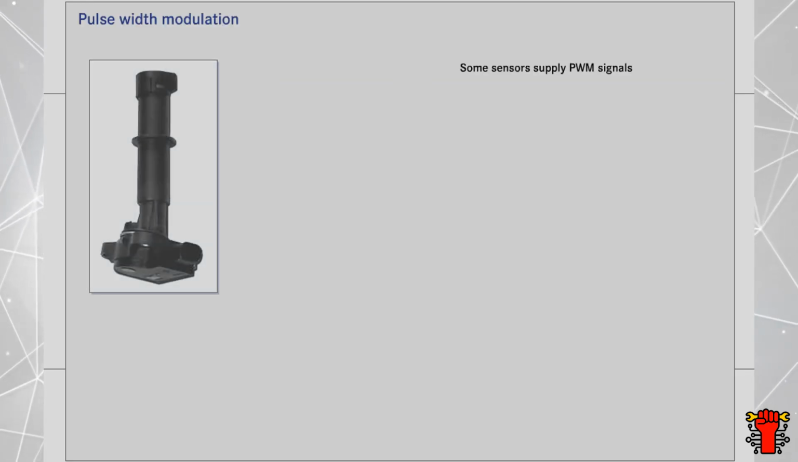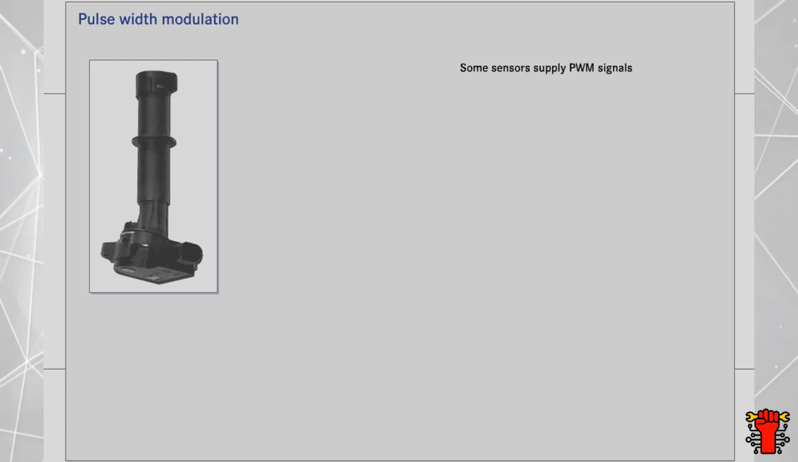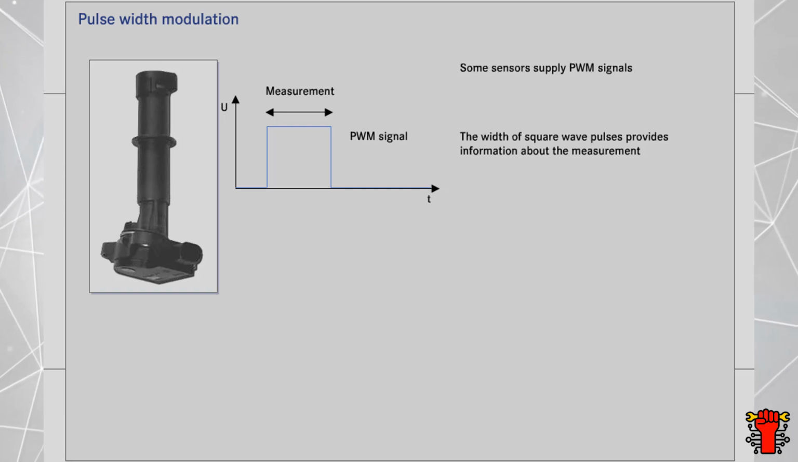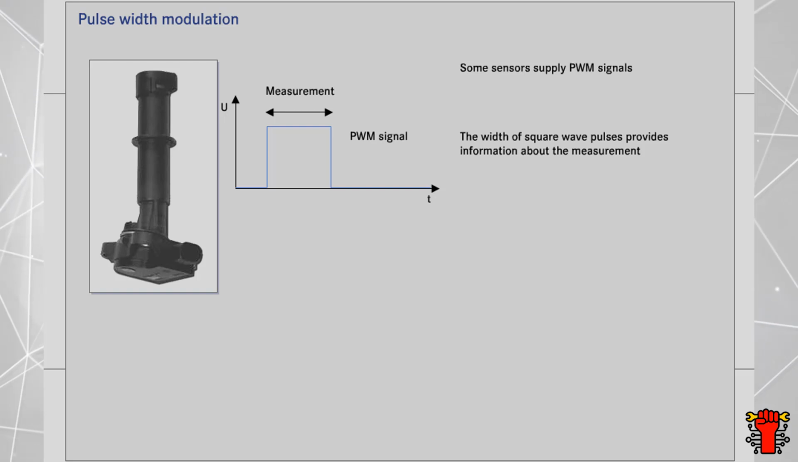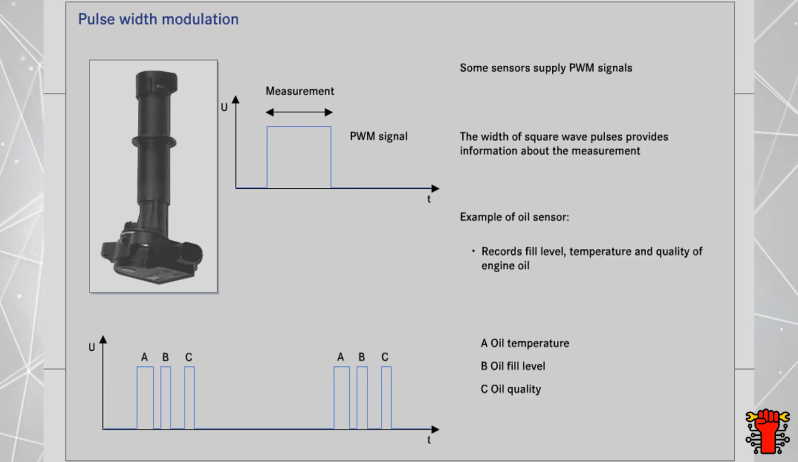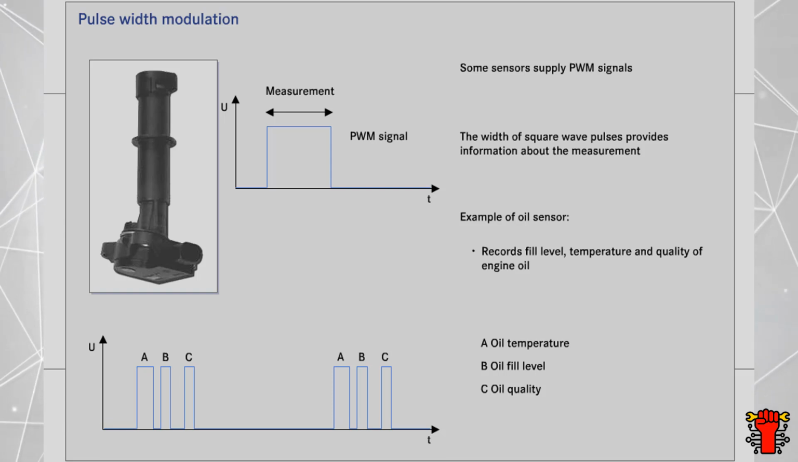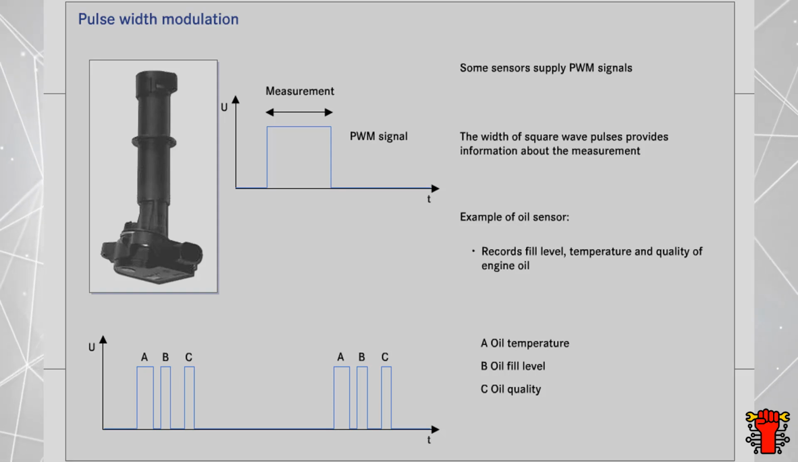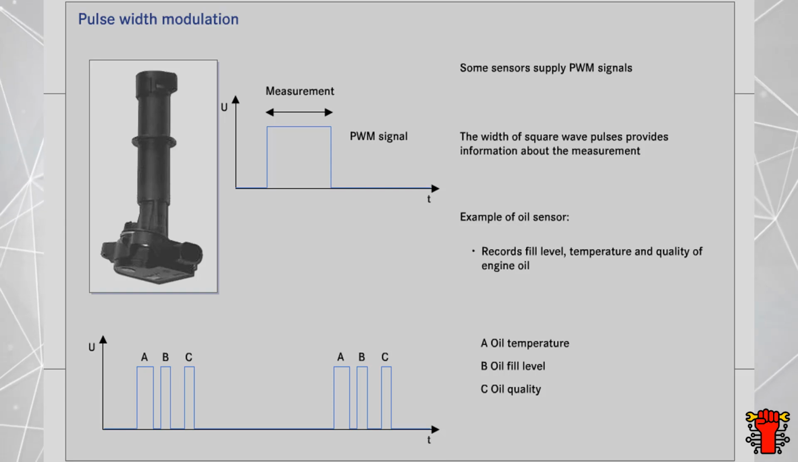Some sensors, such as oil sensors, generate a pulse width modulated signal, another form of digital signal. Here, the measurement information from the sensor is contained in the width of the square wave pulses. In the case of the oil sensor, the temperature, fill level, and quality of the engine oil is transmitted in turn to the control module. The pulses are repeated at regular intervals.